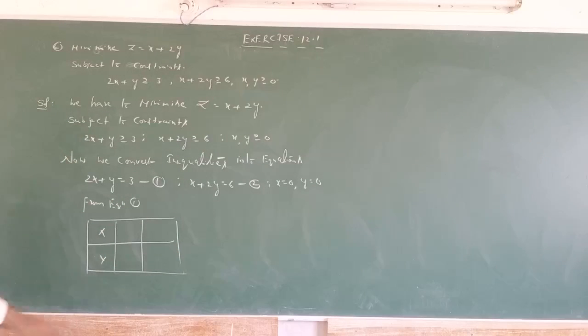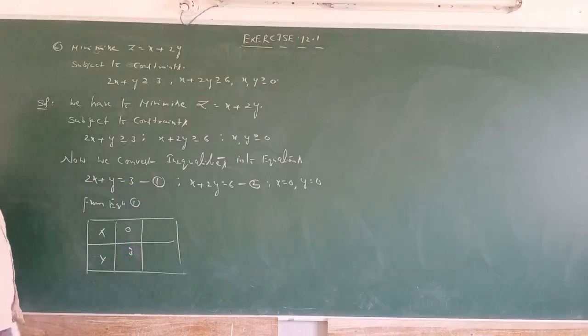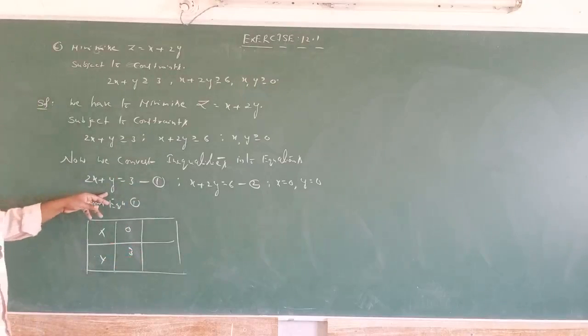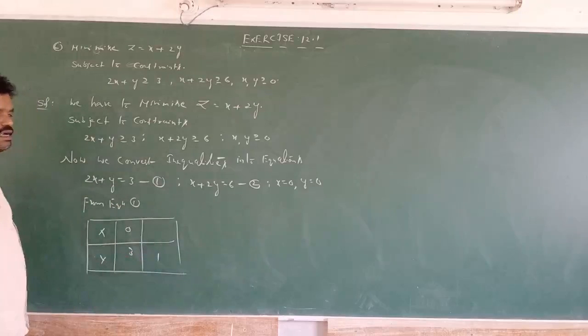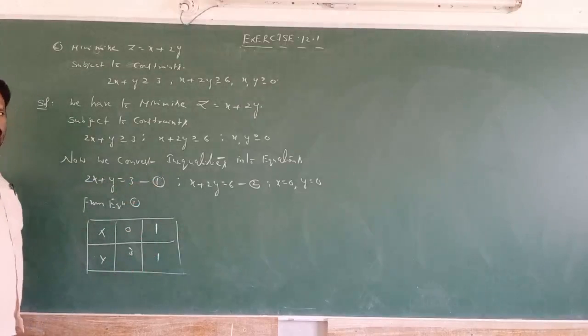x is equal to 0, then y is equal to 3. y is equal to 0, but what is the problem here? y is equal to 0 means you get the fraction 3 by 2. Otherwise y is equal to 1, then x is equal to 1 value.